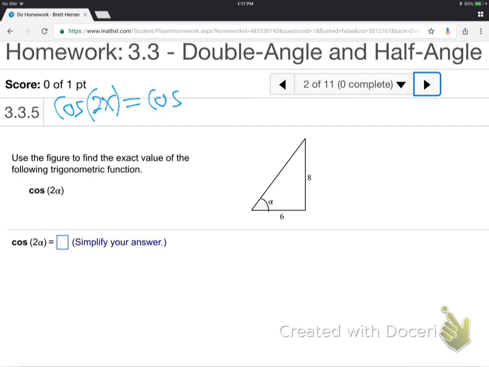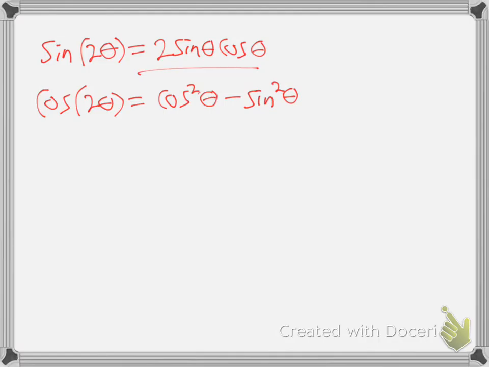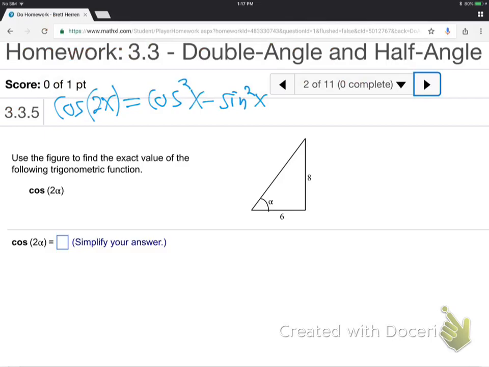It's cosine squared of X minus sine squared of X, huh? That's what the formula says right here. That's the cosine formula. So if you have the cosine of double an angle, it's cosine squared minus sine squared of the regular angle. So here you have the angle. You need to find the cosine and the sine using SOHCAHTOA, but that means you're first going to need to find that other side of that triangle.